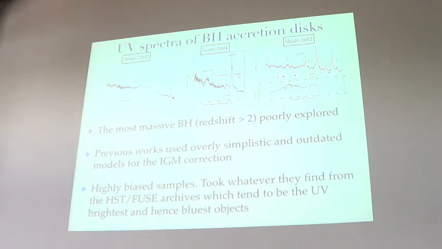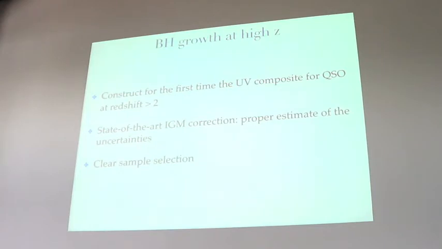I didn't tell you what the selection criteria were for those samples. Basically, they took whatever they could find in the archive, which tends to be the UV brightest and bluest objects, and the selection criteria are uncertain. So what we want to do is construct for the first time the UV composite of QSOs at redshift higher than 2 with the state-of-the-art IGM transmission correction and a proper estimate of the uncertainties, using a sample which has a clear selection.